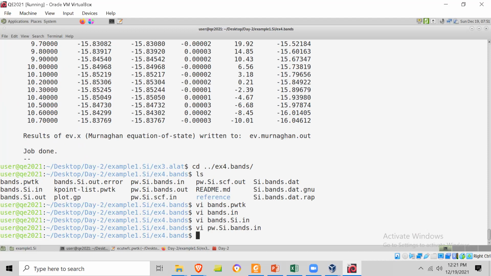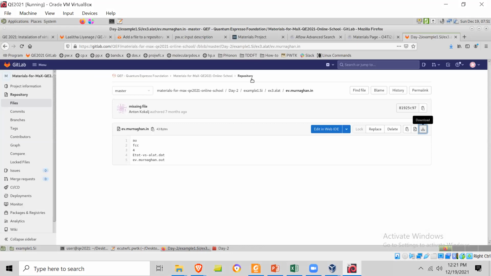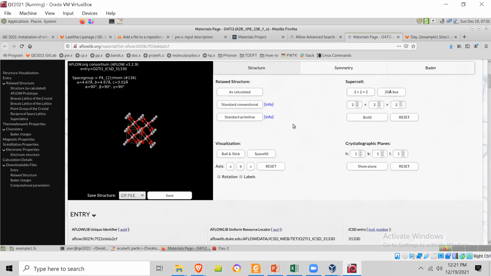If you go to Aflow Lib, that path is normally displayed. Let's see whether they can be shown here. The K point path is normally displayed. Show plane. No, not that.